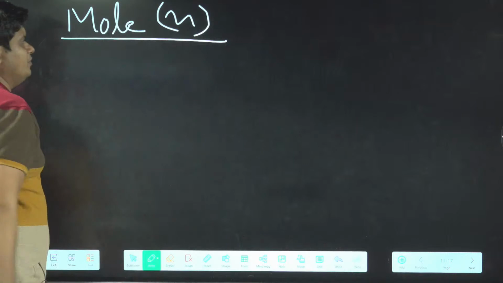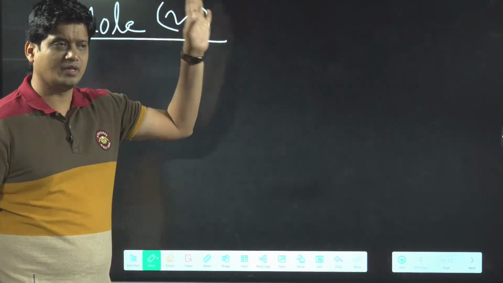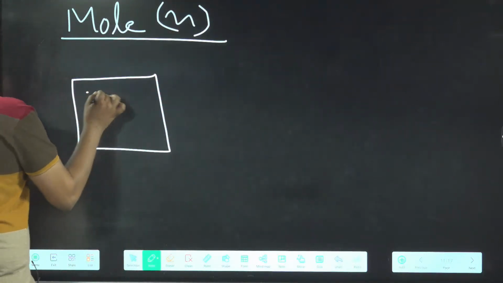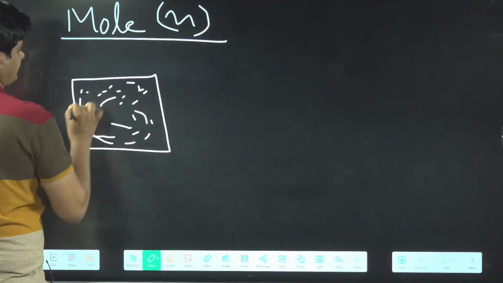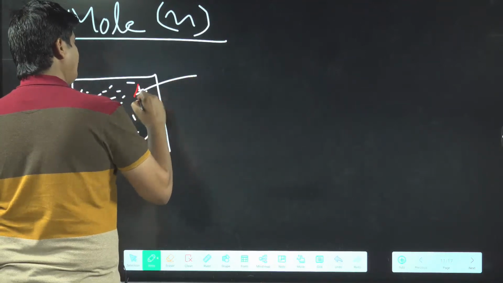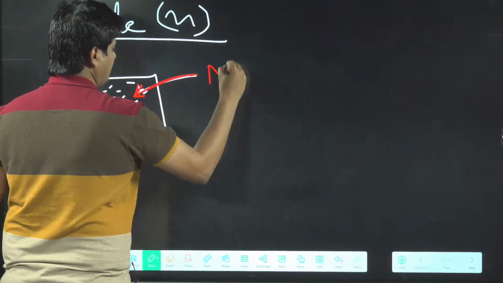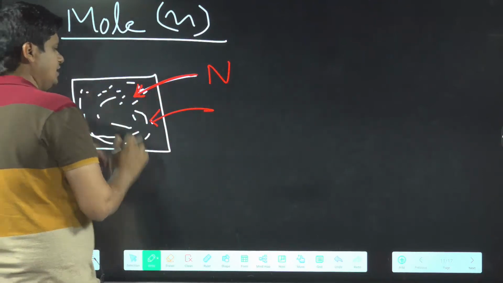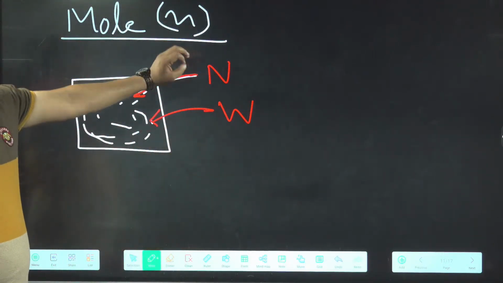Mole is denoted by symbol small n. Now, let's say we have a container, and in this container, any substance is kept. Let the number of units of that substance be N, and the total mass of all these units is W. So here N is number and W is mass.